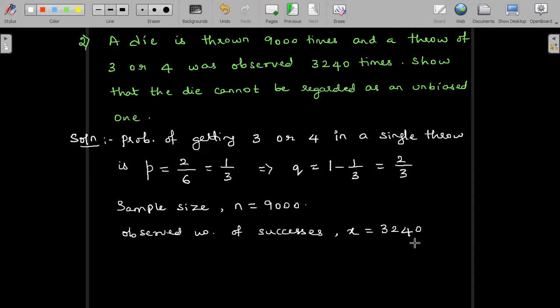Now we can substitute all these into the formula for Z test, that is test of significance of proportions. Let us write down the formula and substitute into it. Therefore Z is equal to X minus NP divided by square root of NPQ.